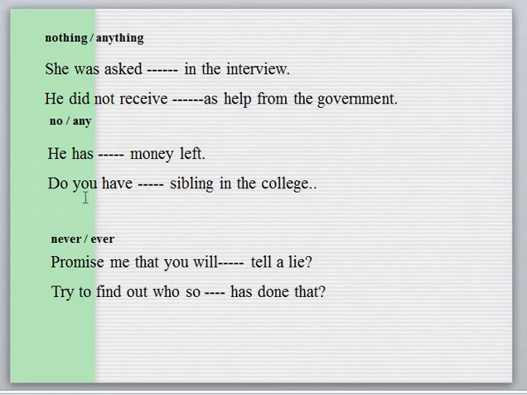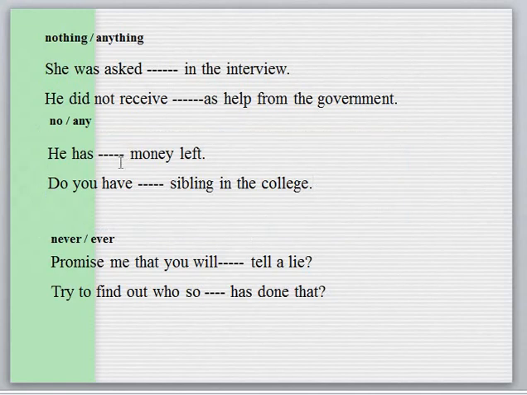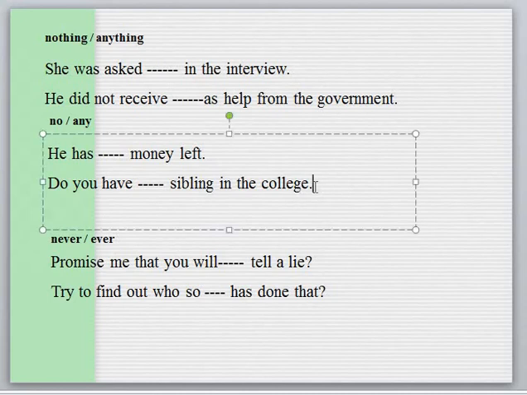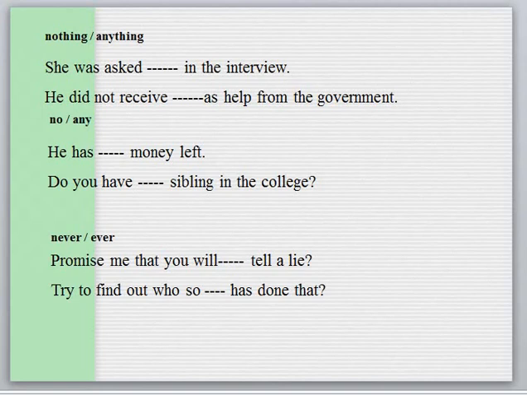In the next sentence we see that, do you have dash sibling in the college? So the question is, do you have any sibling in the college? So we are being asked a question, so we'll put a question mark, and the tone should be such that, do you have a sibling in the college, so that it seems that you're asking a question. The next sentence is, we have to use the word either never or ever.